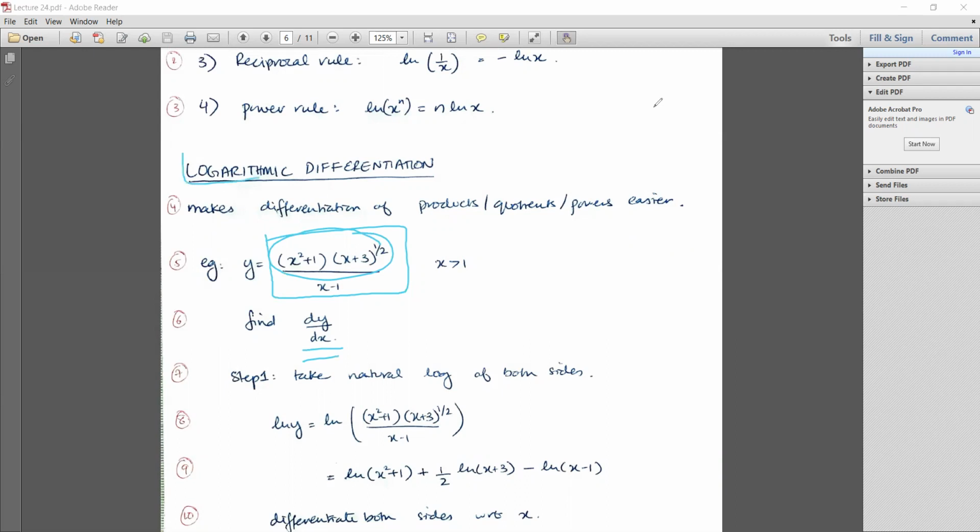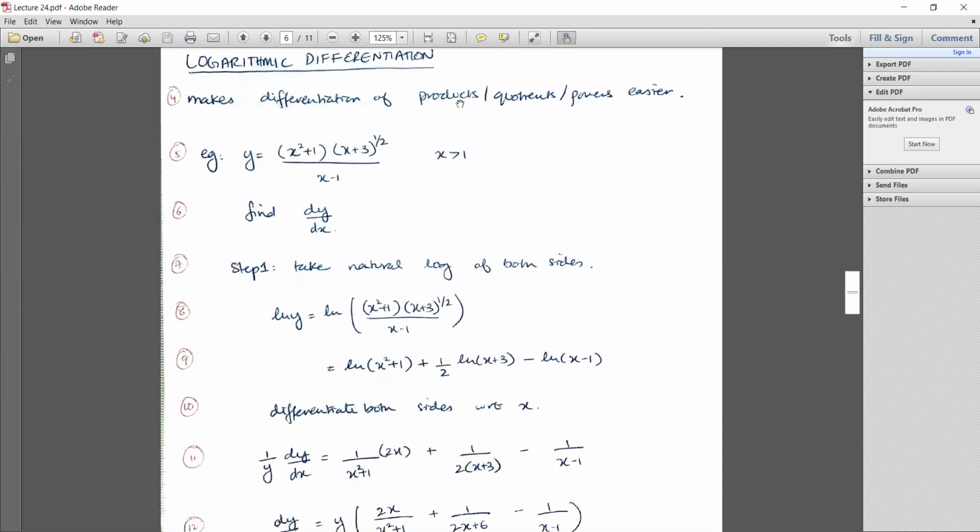This is called logarithmic differentiation because we take the natural log of both sides of whatever equation we want to differentiate. The natural log makes that expression much easier to differentiate, and then we write everything back in terms of our original function. Let me explain that through this example. The first step is to take the natural log on both sides of this equation. What does that do? It converts this complicated product and quotient into just a sum.